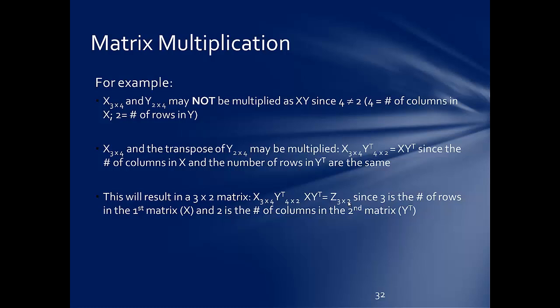However, X and the transpose of Y may be multiplied because X times Y transpose meets the criterion set forth in rule 1. Specifically, the number of columns in X matches the number of rows in Y transpose. So if you actually did multiply X times Y transpose, by rule number 2, the resulting matrix would be a 3 by 2 matrix because rule number 2 says that the resulting matrix, when multiplying two matrices, will have the number of rows from the first matrix and the number of columns from the second matrix.